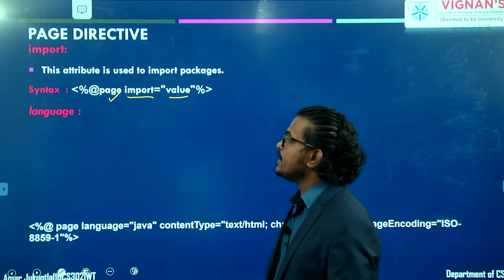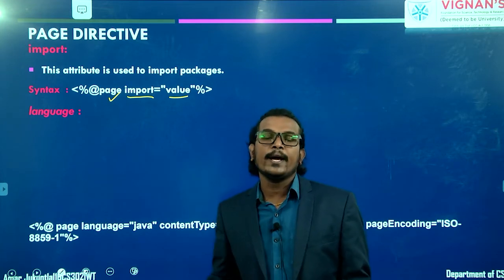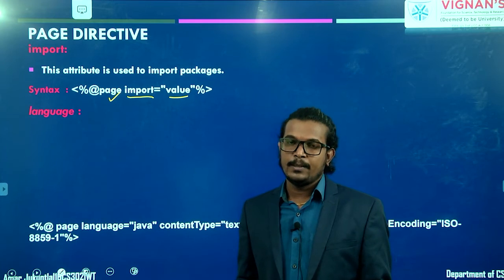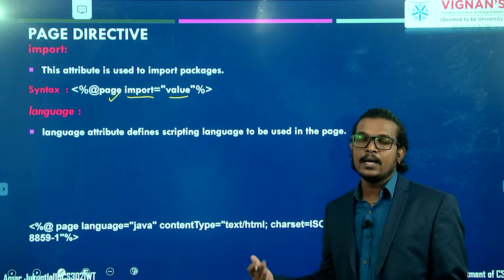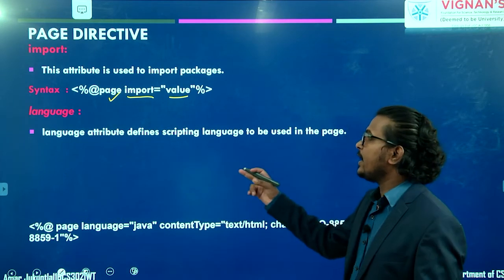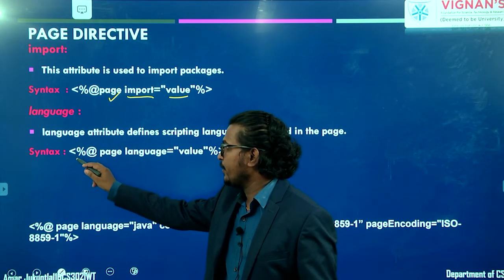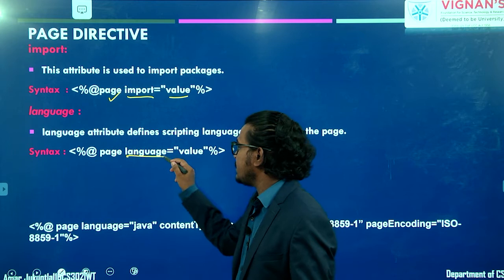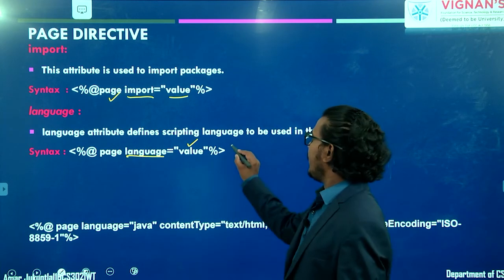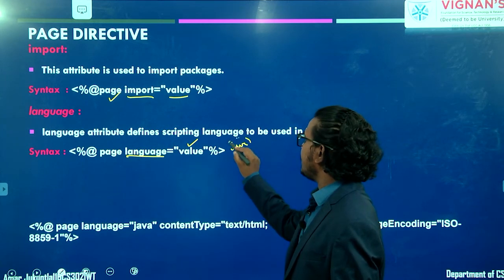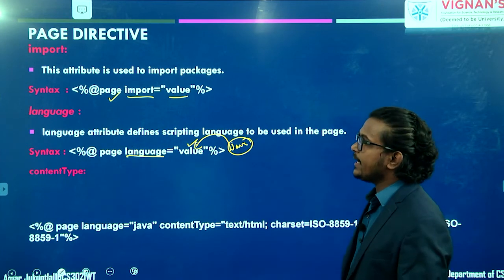Next one is the language attribute. The language attribute means what type of language you are going to use in your JSP page. Whether you use the Java language or another scripting language, you mention that language here. The syntax is you mention the attribute name, language, and pass your language name, whether Java or some other language, as a value.